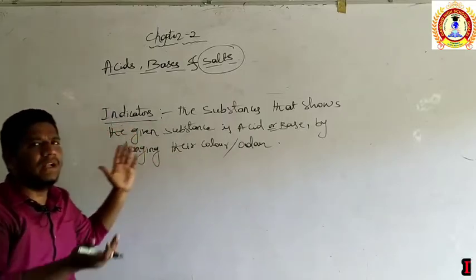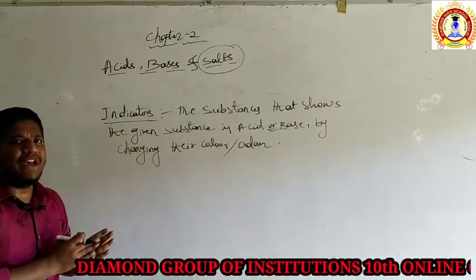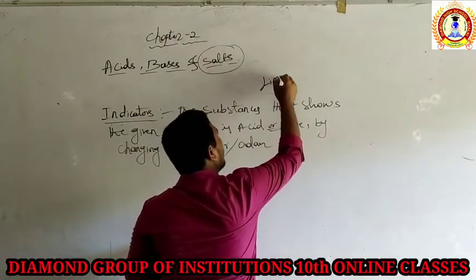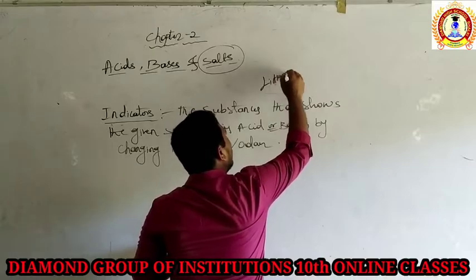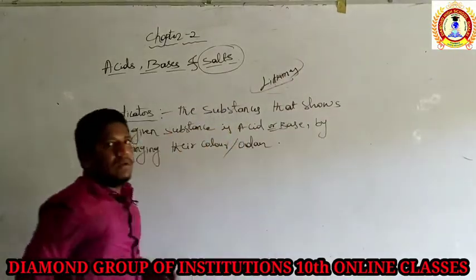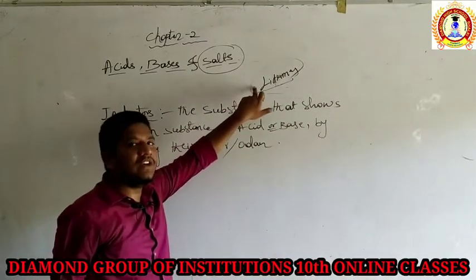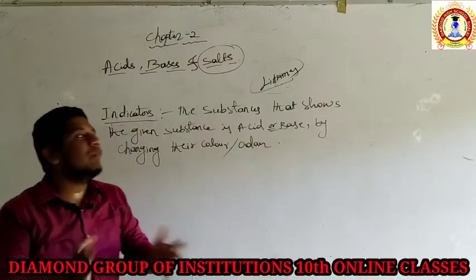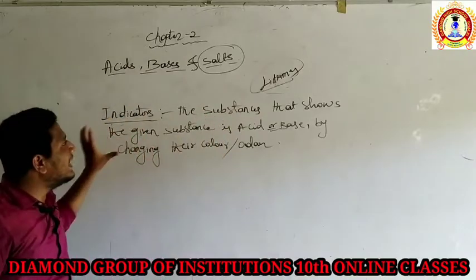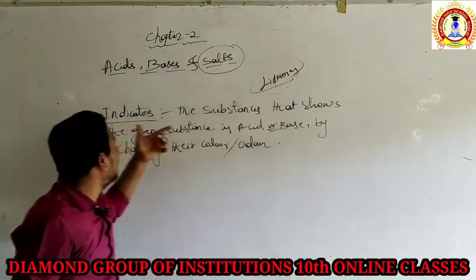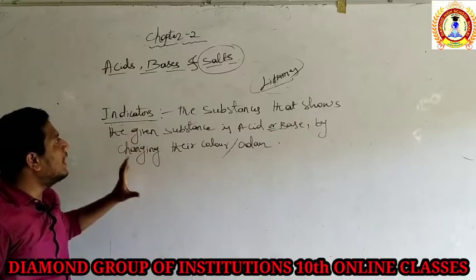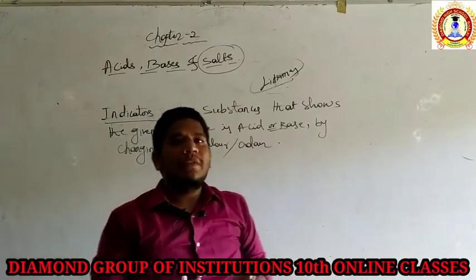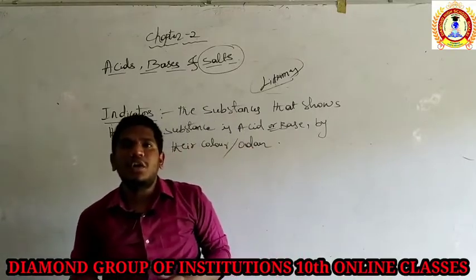Just the example we took in the properties of acids and bases. What indicator did we use there? The litmus, right? We used the litmus paper. What did the litmus do there? The litmus changed its color and showed us whether the given substance is acid or base by changing the color. So the litmus comes here as the indicator. So in this way, the indicators are going to decide in the lab whether the given substance is acid or base.